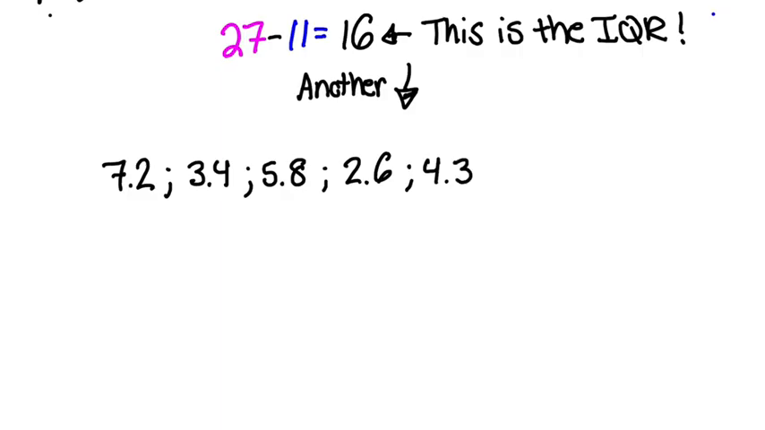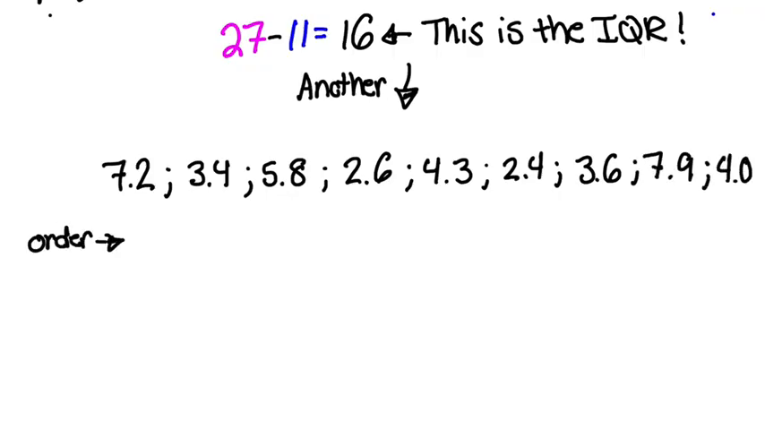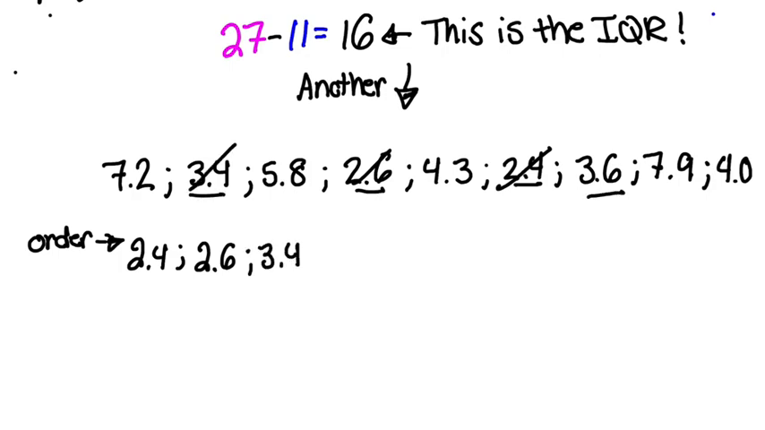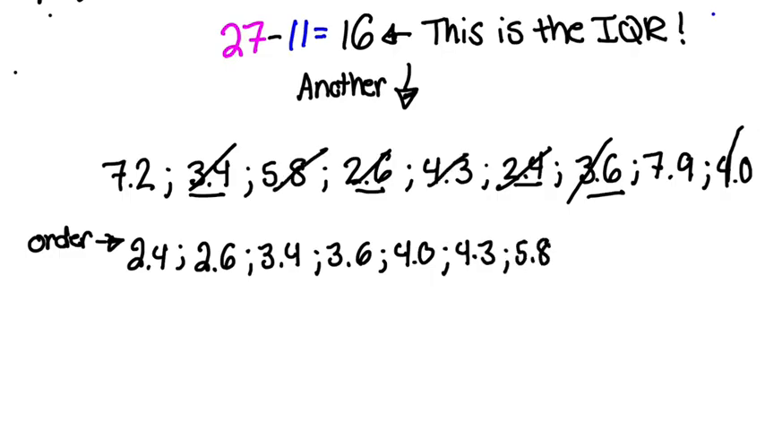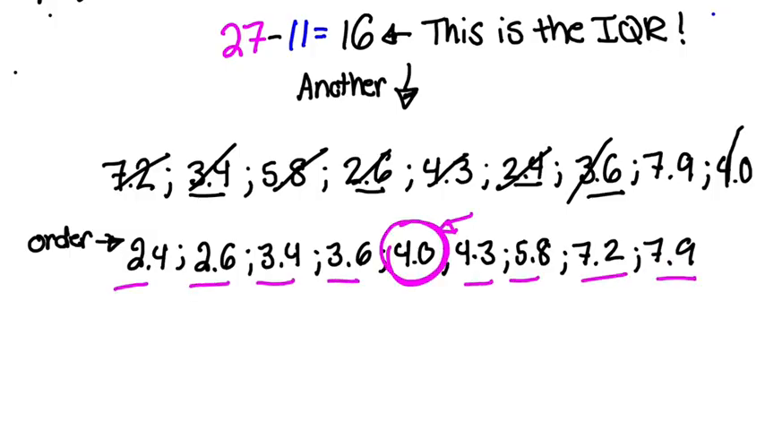This one's going to be the same thing applied, except you have decimals. Same thing. Once you have the list of numbers, you need to first organize them from least to greatest. So we're going to order them, write down the number. I almost forgot the decimal there. Write down the number, cross it off as you go. 3.6, 4.0, 4.3, 5.8, 7.2, and 7.9. After that, you find the middle number.